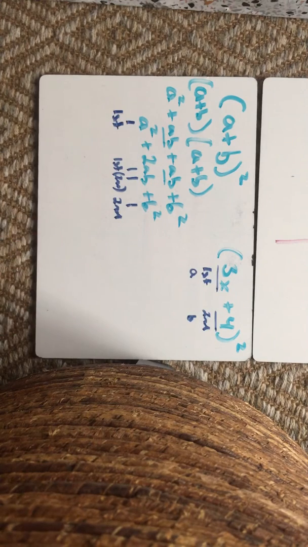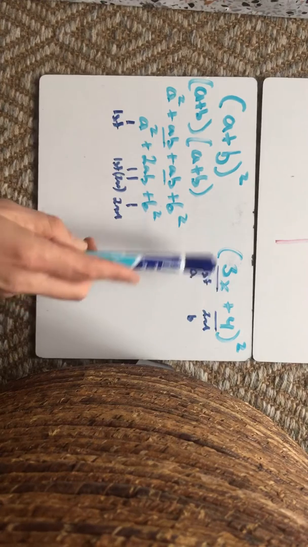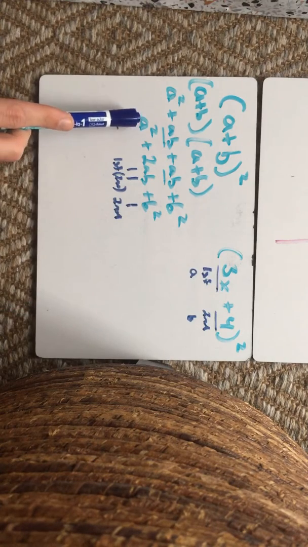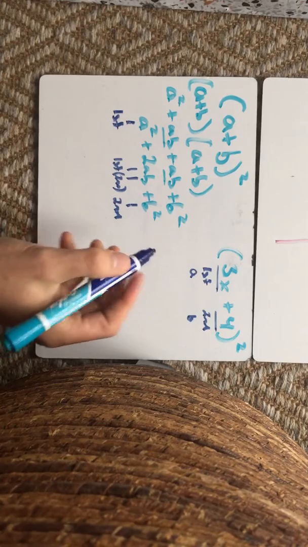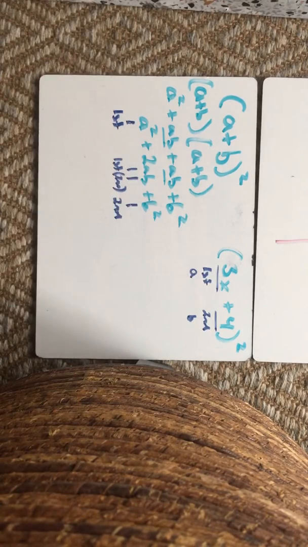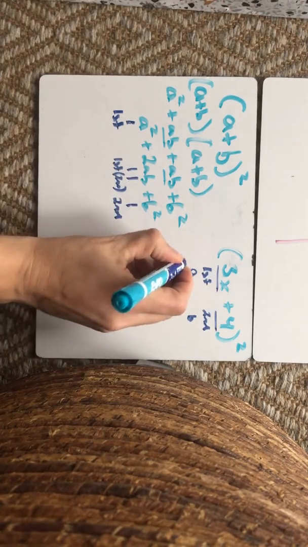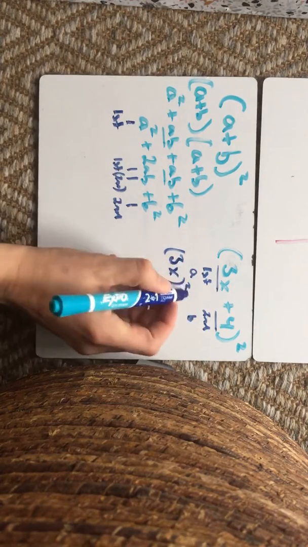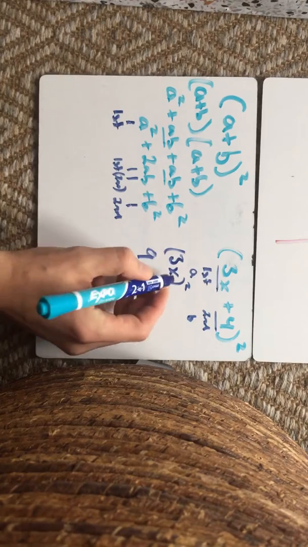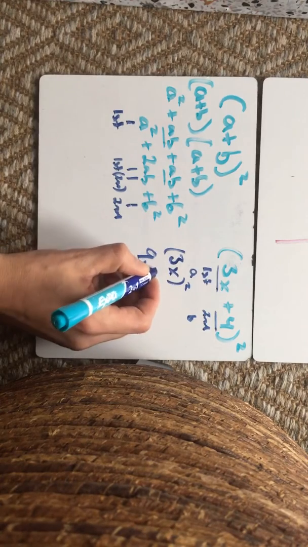So over here I have an example, 3x plus 4. So 3x, that's my first term. So I'm going to start off by squaring 3x. So we're going to have to square both the 3 and the x. So I'm going to square the 3 and the x, both of them. So 3 squared is 9. x squared is x squared.